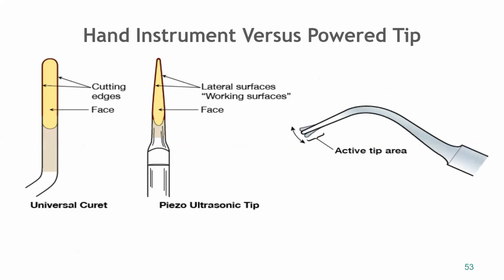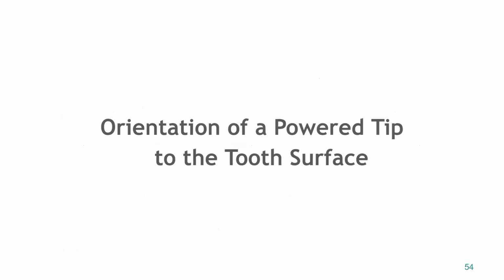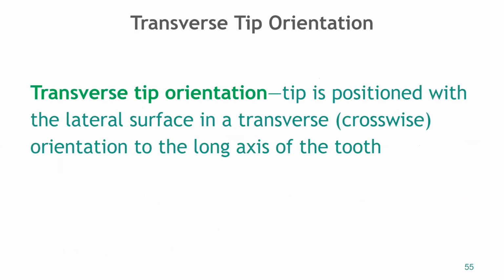Okay, so this is just showing our area of the active tip, and we never want to use the point. And then basically just showing you against a universal curette where the active areas are, okay? Orientation of a powered tip to the tooth surface. So we want to use transverse tip orientation.